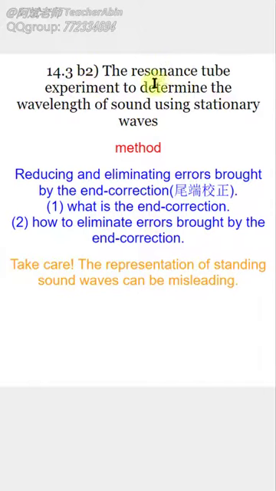14.3b2 The resonance tube experiment to determine the wavelength of sound using stationary waves. Question 1. Describe the method. Question 2. The end correction. Sub-question 1. What is the end correction? Sub-question 2. How to eliminate errors brought by the end correction. Question 3. How the representation of standing sound waves can be misleading.